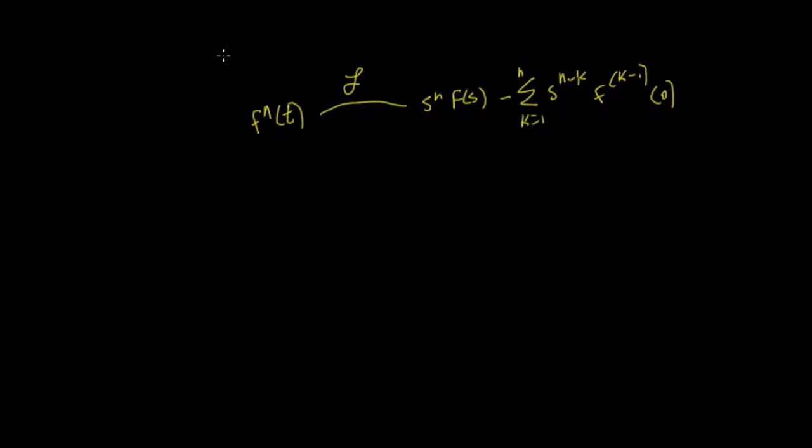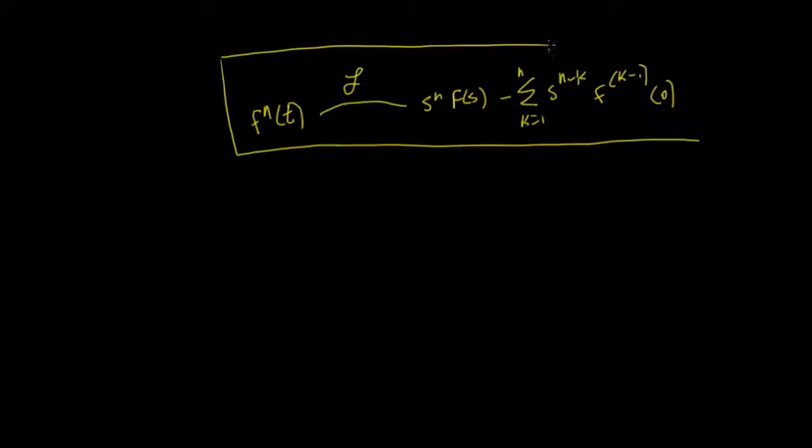f^(n)(t), when I do the Laplace transform of it, is going to be S^n F(s) minus the sum from k equals 1 to n of s^(n-k) times f^(k-1)(0). Right, okay, a bit of a mouthful, and at least you've seen it once, and if you ever see it again, you'll not be scared of it, you'll know what it is.